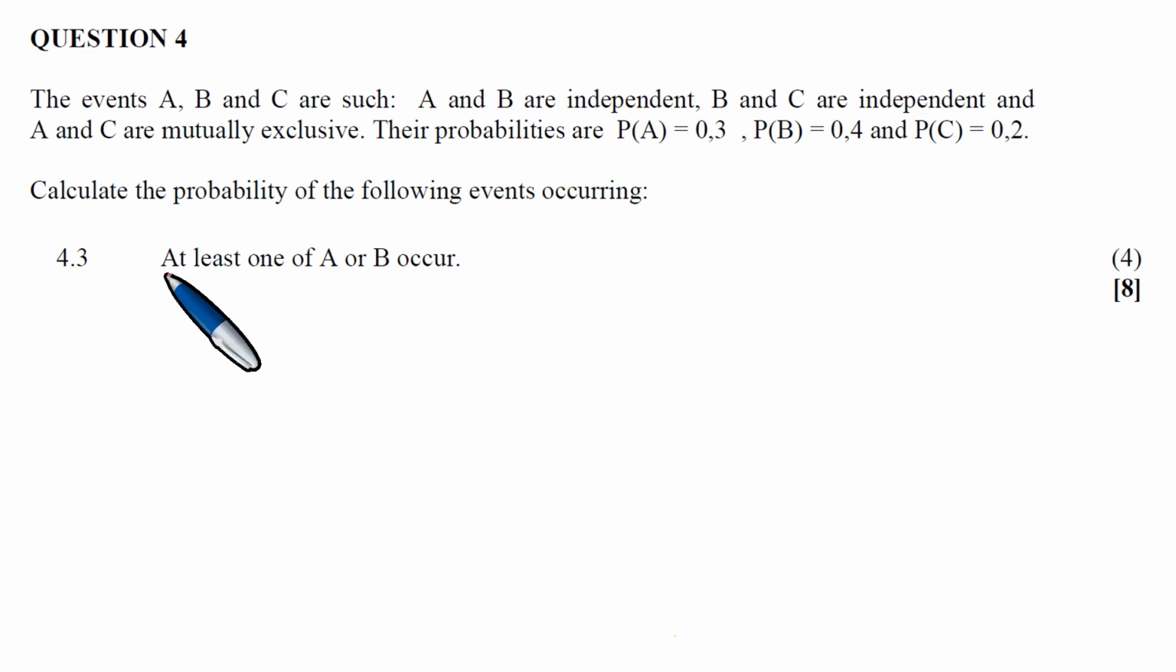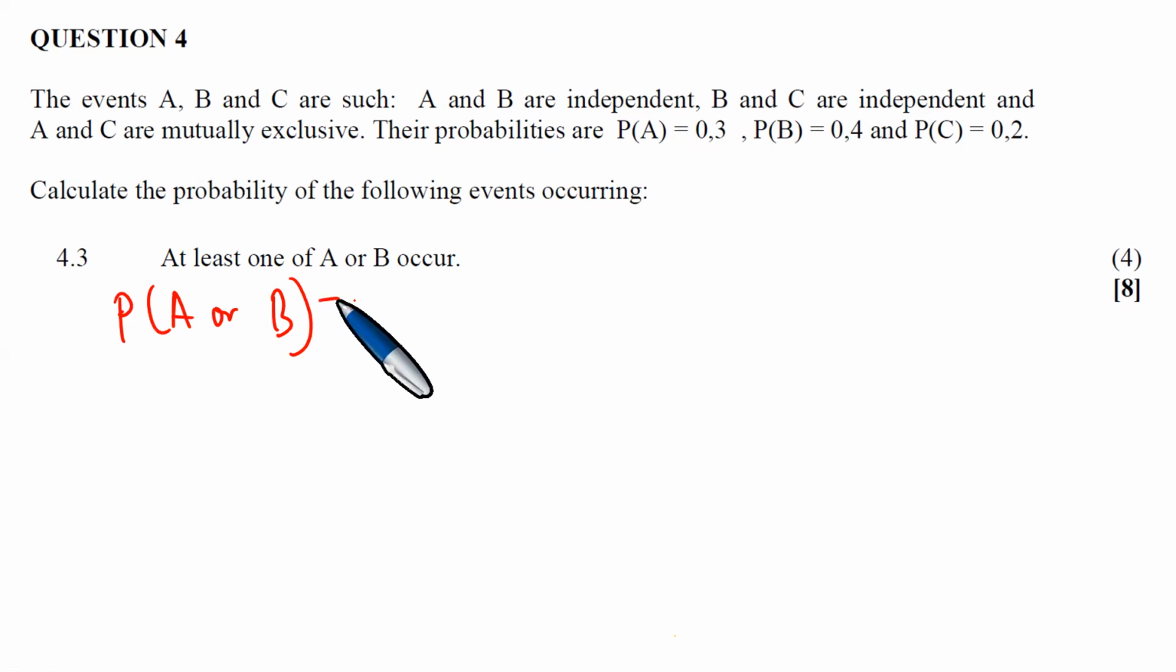Okay, if they say at least one of A or B occur, at least one, it means that either A or B occur. So we're going to find the probability of A or B. What is the probability of A or B?